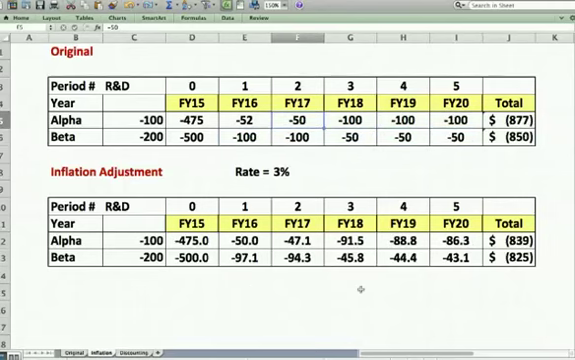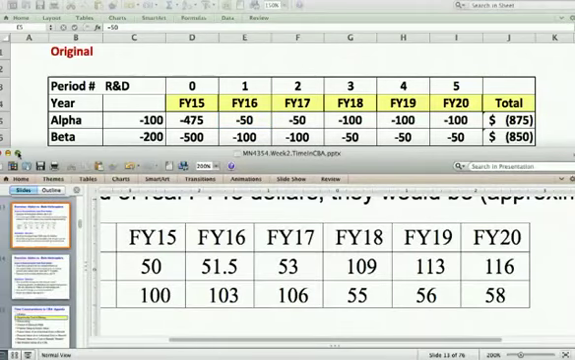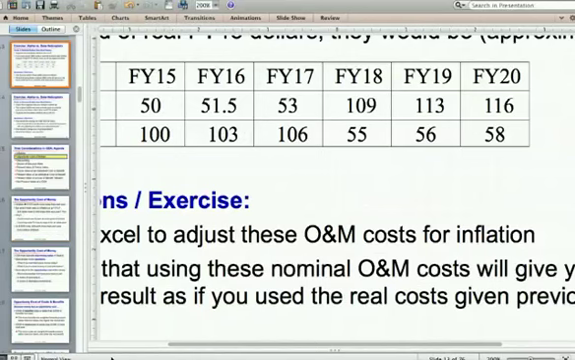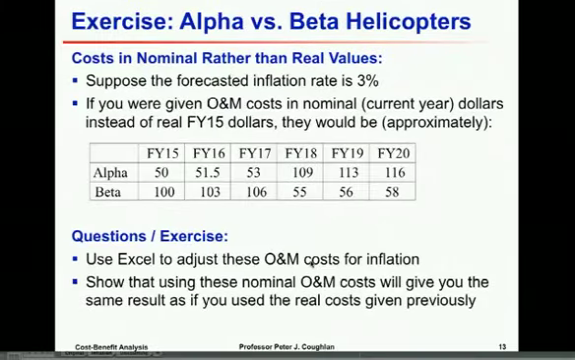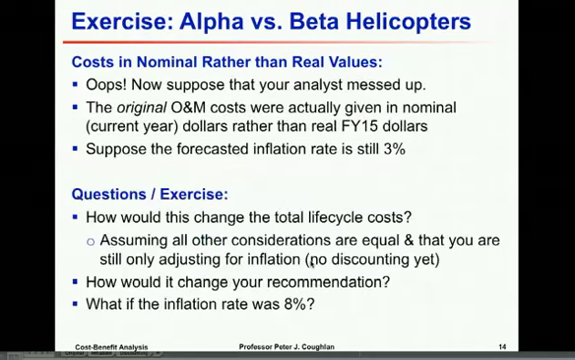Right, and just undo it and go back to the original numbers there before going back to our PowerPoint slides. So again, if you were given the values in the O&M costs in nominal dollars instead of real dollars, that's what they would look like, at least rounded to the nearest million. Although in FY16, you'll notice that I did it to the nearest $500,000.